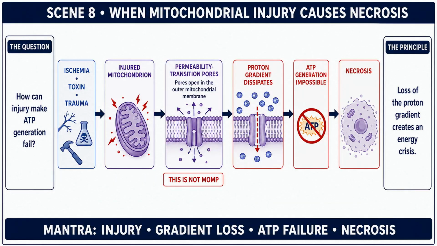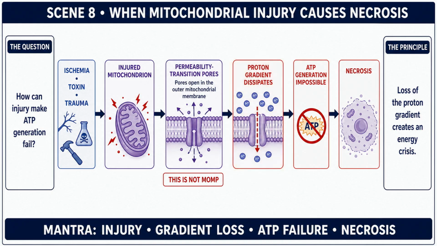Mitochondria are also central to cell injury. External insults, such as ischemia, toxins, and trauma, can damage the organelle. One consequence is the formation of mitochondrial permeability transition pores in the outer membrane. These pores dissipate the proton gradient.